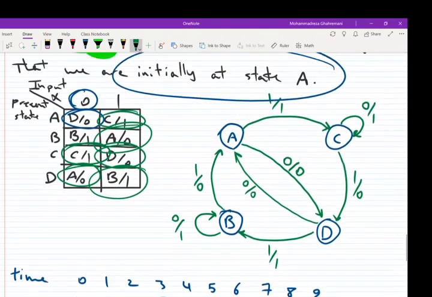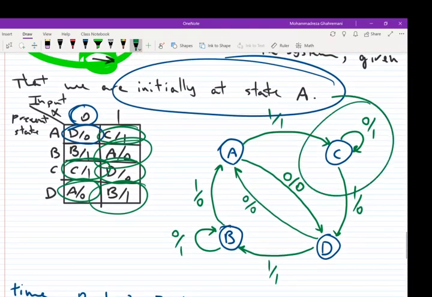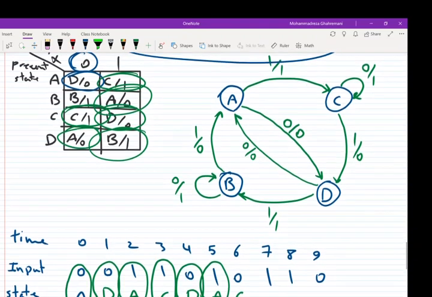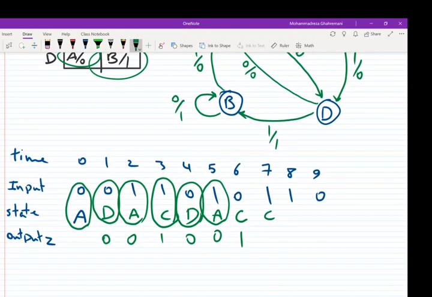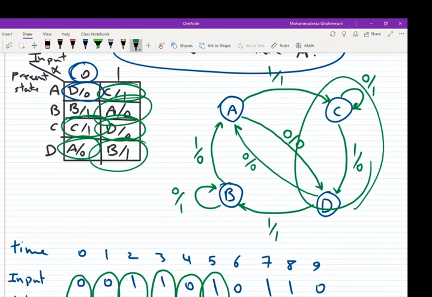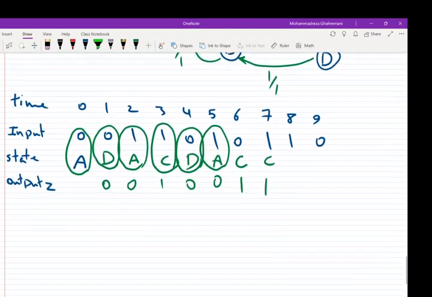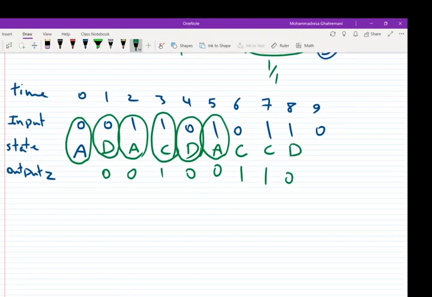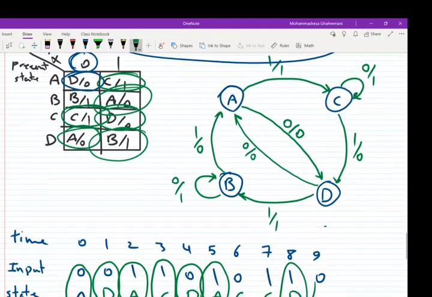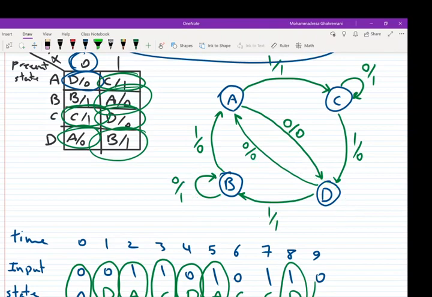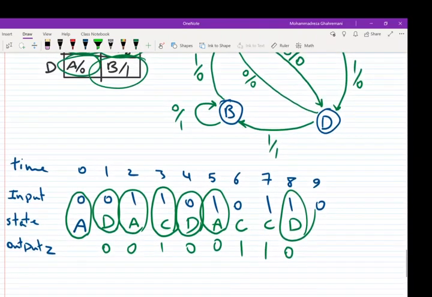We are in state C and the input is 0, remains in state C and the output is 1. We are in state C, input is 1, the system moves to state D, output is 0. Finally, we are in state D and input is 1, moves to state B and output is 1.